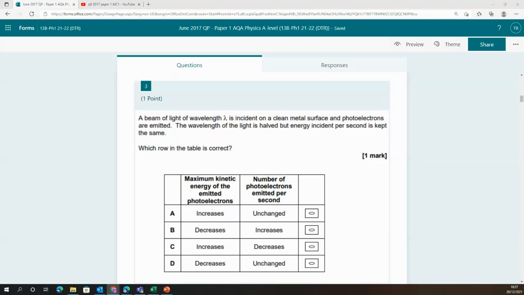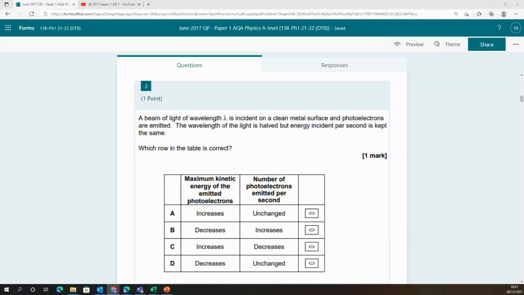The maximum kinetic energy of the emitted photoelectrons is given by maximum kinetic energy equals hf, the energy of the incident photon, take away the work function. That will give you the maximum kinetic energy. So hf has doubled, the work function will stay the same, so the maximum kinetic energy has to increase. Now we're down to it can only be A or C.